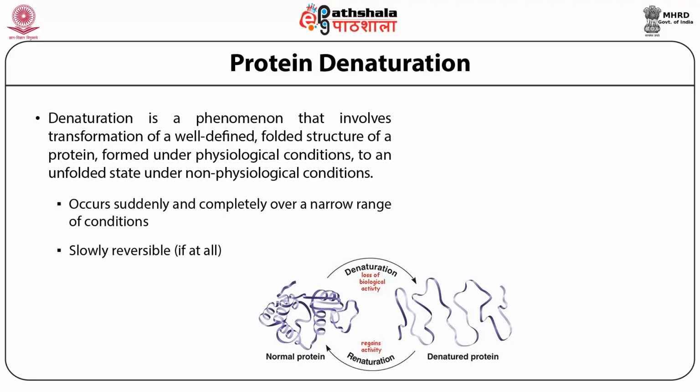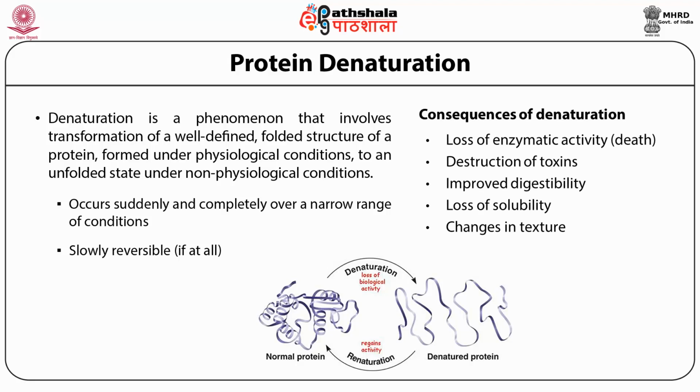Now we see what the consequences of the denaturation of the protein are. The protein denaturation leads to the loss of enzymatic activity, destruction of the toxin properties, improved digestibility, loss of solubility, and change in the texture.